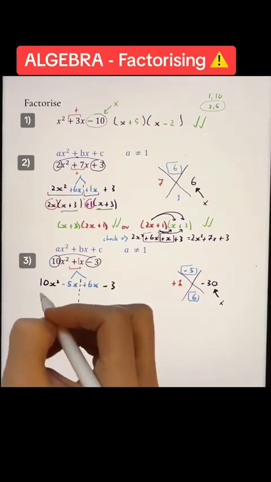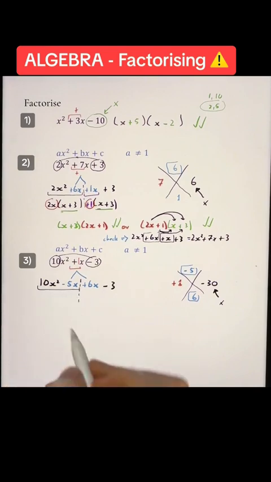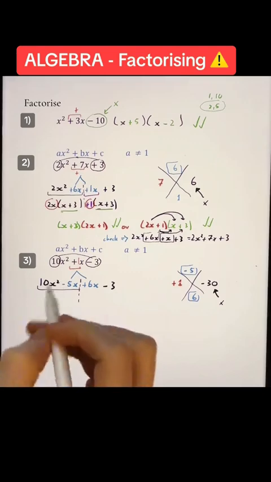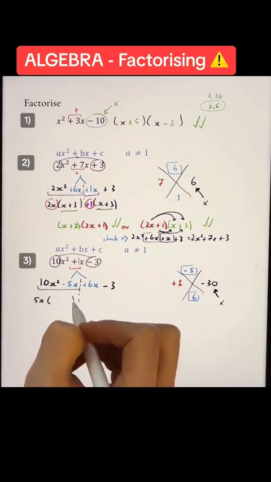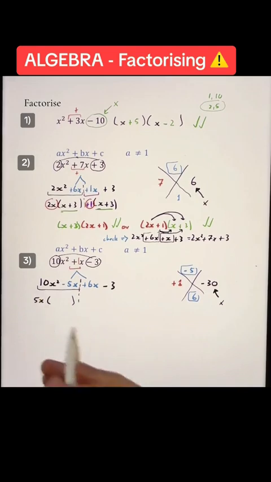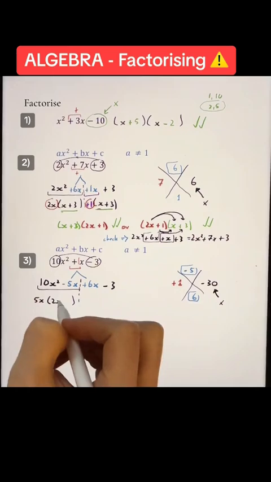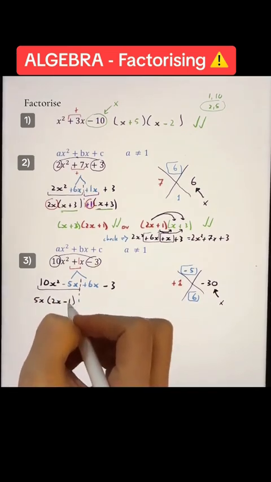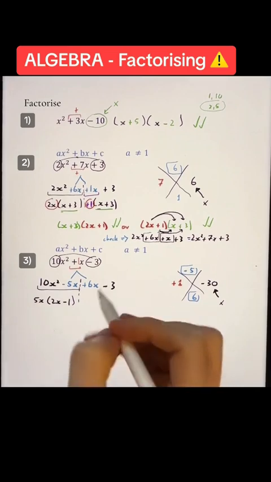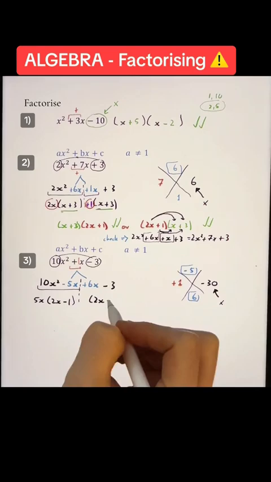I now factorise my first two terms. Well, the highest common factor in 10x squared and negative 5x, in this case, is 5x. Opening my single bracket, what do I times 5x to get back to 10x squared? Well, I'm missing 2x. What do I times 5x to get back to negative 5x? Well, I'm missing negative 1. Whatever's in the bracket, I now copy over the dotted line, in this case, 2x minus 1.